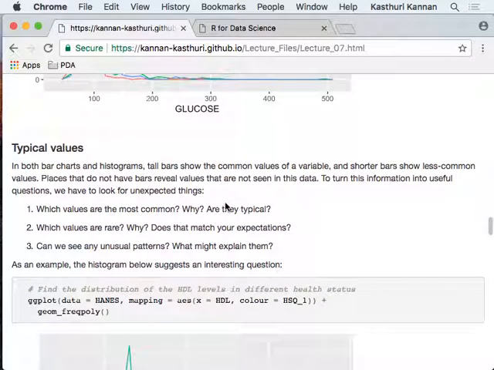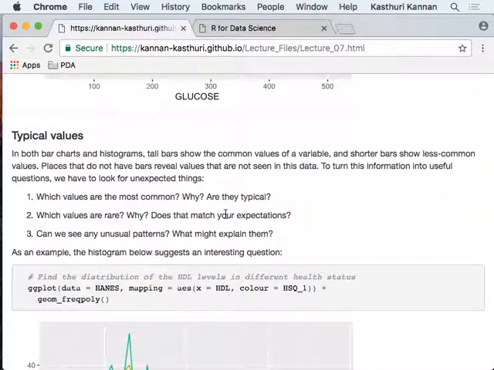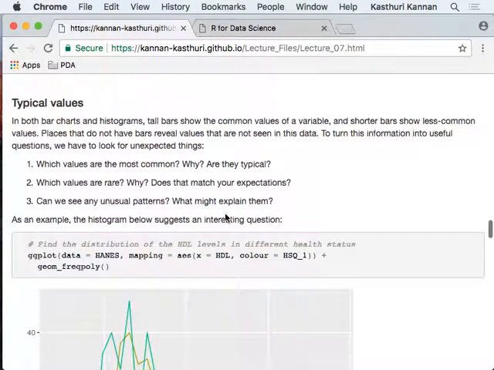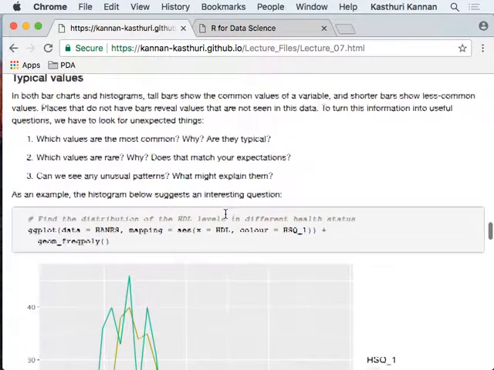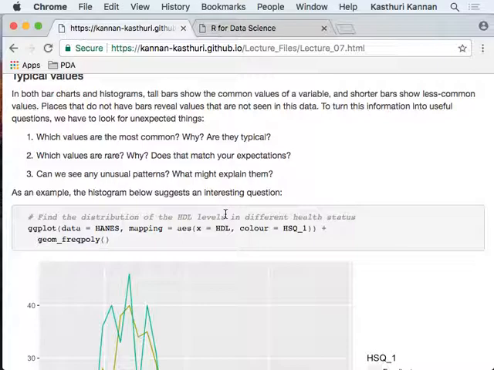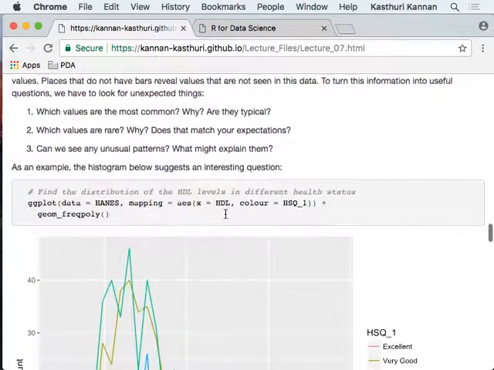So we can turn this information into useful questions. What values are the most common? Why are they common and typical? Which values are rare, and does that match what you expect out of your data? Can we see unusual patterns, and what might explain them? These are the questions that you need to ask whenever you are working with your data set.